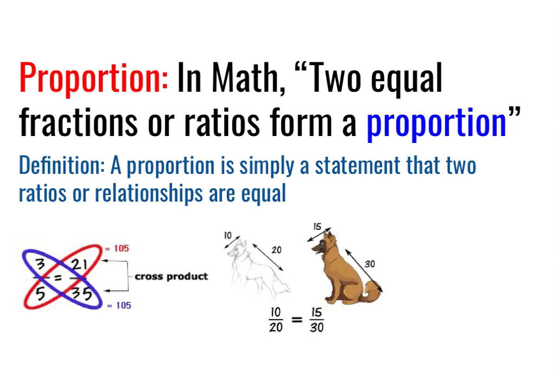Let's remember that a proportion in math is two equal fractions or ratios. A proportion is simply a statement that two ratios or relationships are equal. Again, we're looking at their cross products. In the real world, you might compare the length of a dog's back to the length of its muzzle. You'll see in these two dogs that their relationship is equal because the cross products are both equal to 300. So we can say that these dogs are proportional.